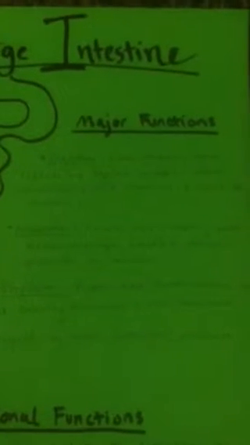And finally, we come to the large intestine. The major functions include digestion. Some remaining food residues are digested by the enteric bacteria, which also produce vitamin K and some B vitamins. Absorption. It absorbs most remaining water, electrolytes, largely NaCl, which is salt, and vitamins produced by bacteria.